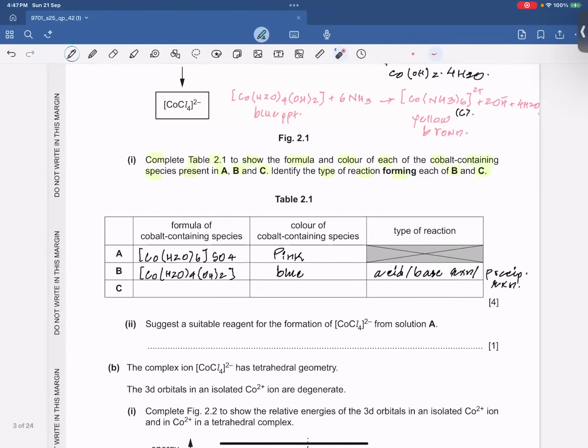Now in part C, I'm going to write Co(NH3) taken 6, 2 plus, and its color is going to be yellow-brown. And the type of reaction is ligand exchange or ligand substitution reaction. Both are the same, so you can write any one of them. So, ligand substitution reaction.